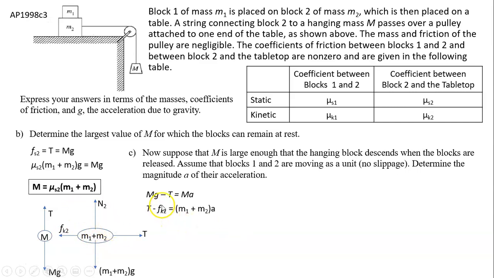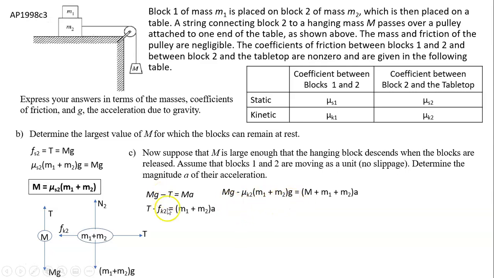So you write two equations. Big Mg minus T equals big M times A, and the net force T minus Fk2 equals M1 plus M2 times A. What is Fk2? What's the friction? Friction equals mu k2 times N2, and N2 is M1 plus M2 times g.